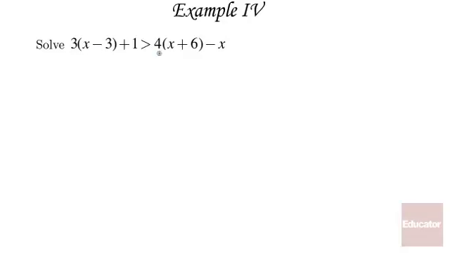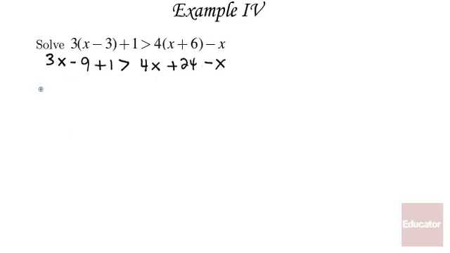And this one also has parentheses. So I'm going to start out by taking care of these parentheses. I'm going to multiply each term inside the parentheses by 3. So that's 3x minus 9. 3 times 3, so minus 9, plus 1 is greater than, I have to do the same thing over here on the right. 4 times x gives me 4x. 4 times 6 is 24, so plus 24 minus x.